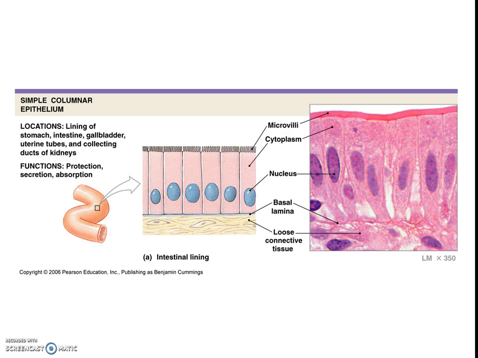Again, looking at this, we see that we have the basal lamina, also called the basement membrane, that's connecting these cells to the connective tissue. A lot of times the connective tissue will be something called areolar tissue. We'll talk about what that means a little bit later.